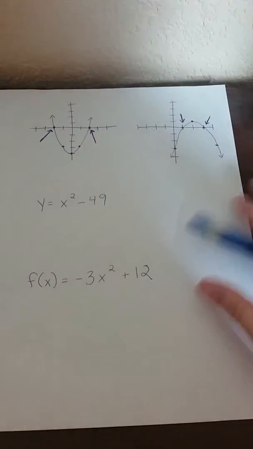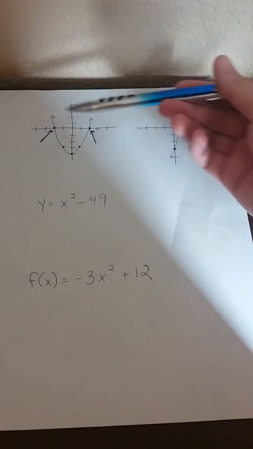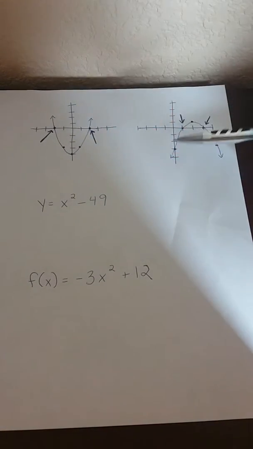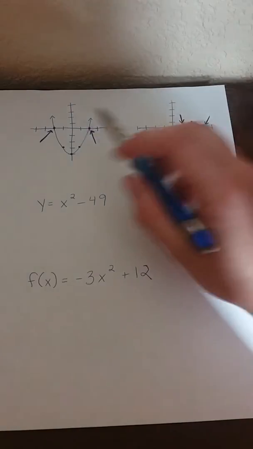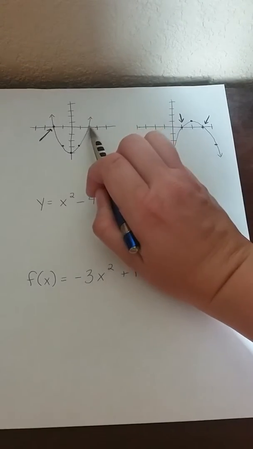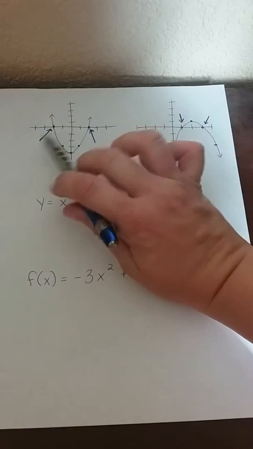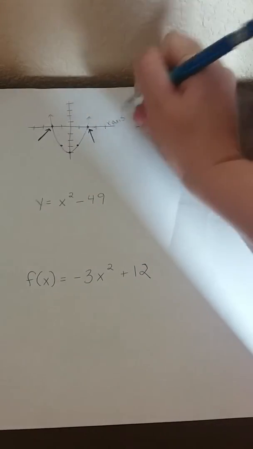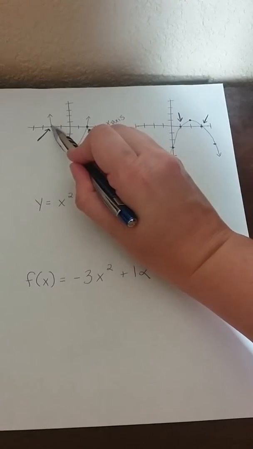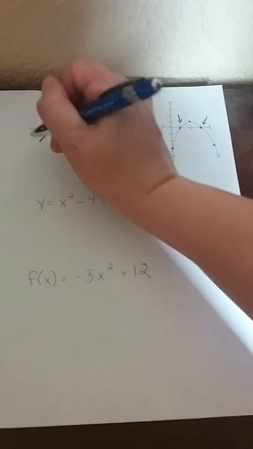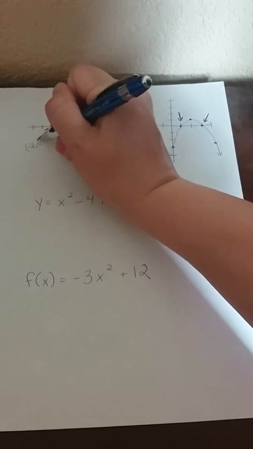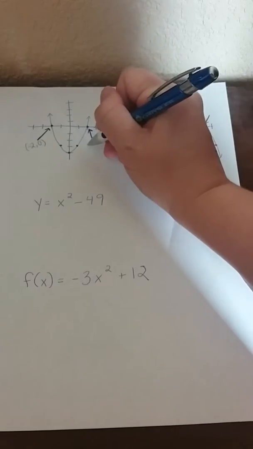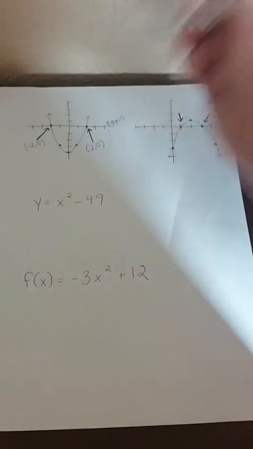Up top here, you see two graphs of parabolas. The parabola is the shape of a quadratic function. Again, the zeros are the places where this parabola intersects the x-axis. So this is the x-axis, and in this parabola, there are two zeros. One here at (-2, 0), and one here at (2, 0).